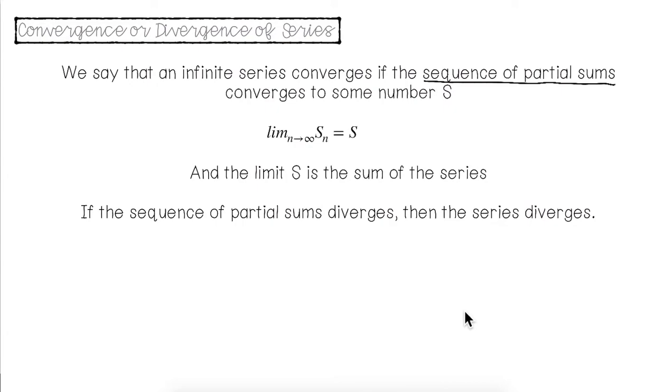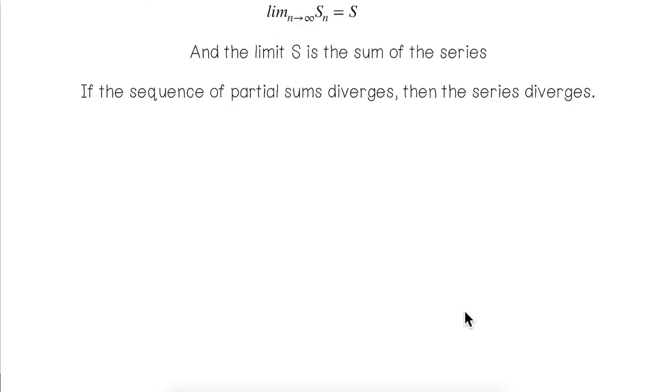But if the sequence of partial sums diverges like it did in that first example, right, the numbers for like S100, S1000, S10,000, they're vastly different. They're not flattening out along a specific number, right? If that sequence of partial sums diverges, then the series is going to diverge. So that's really confusing. So let's look at some instances of when things converge or diverge.